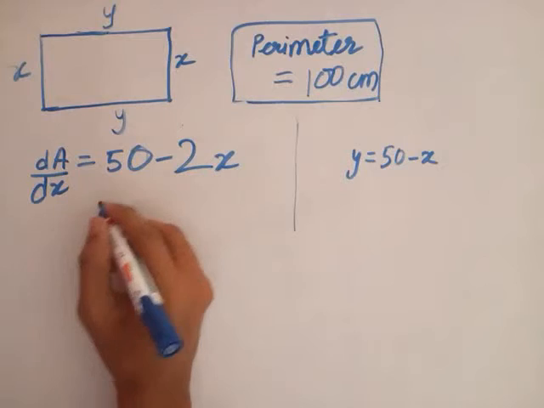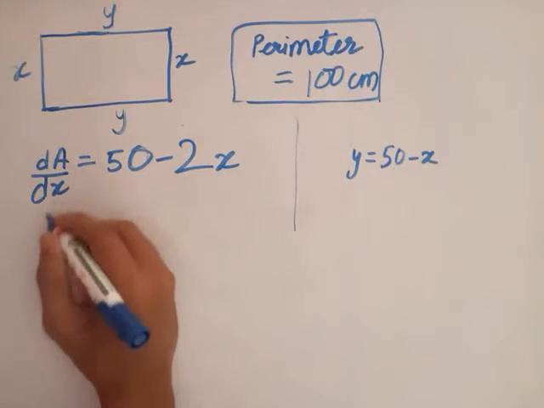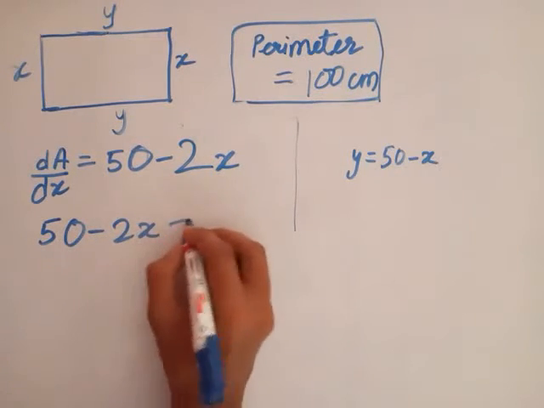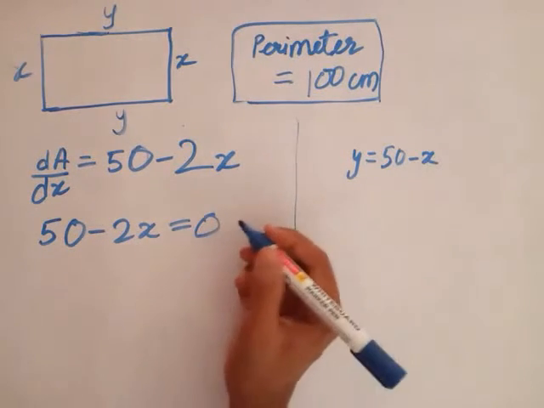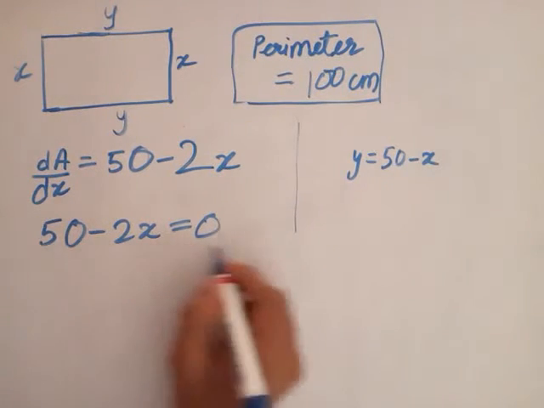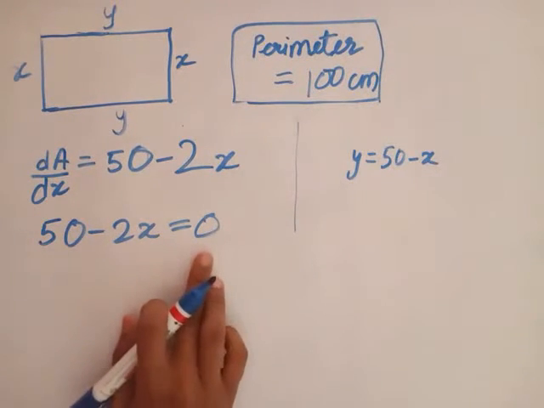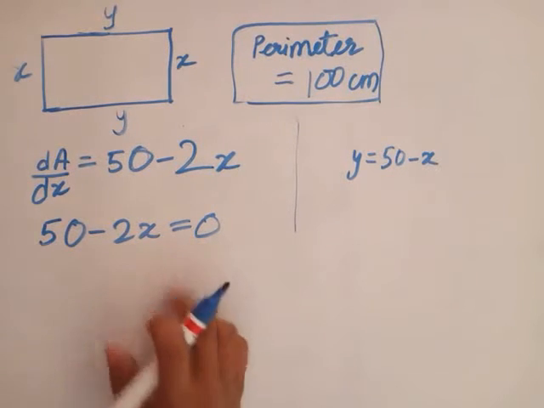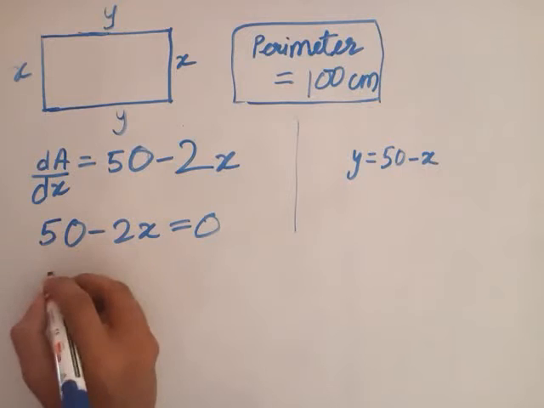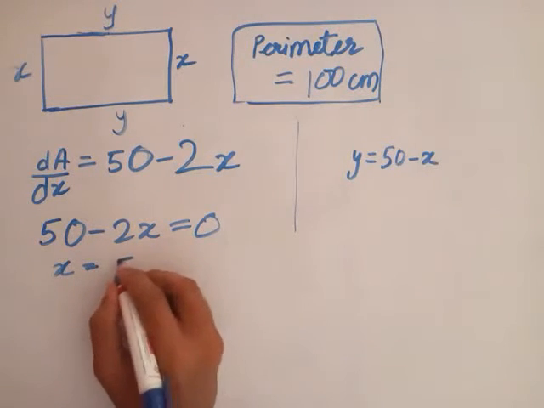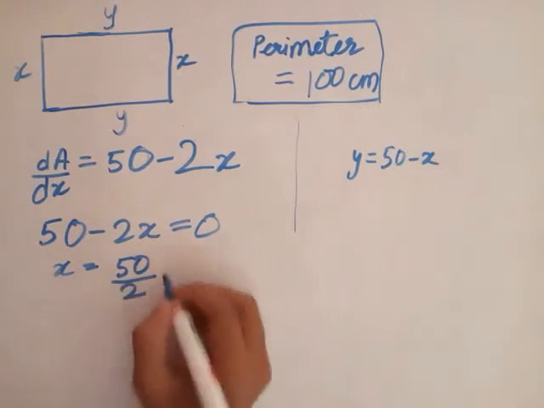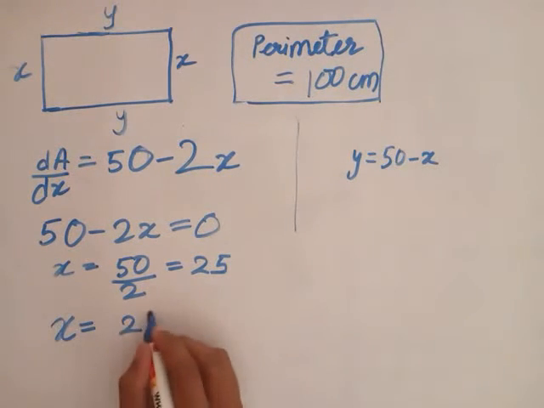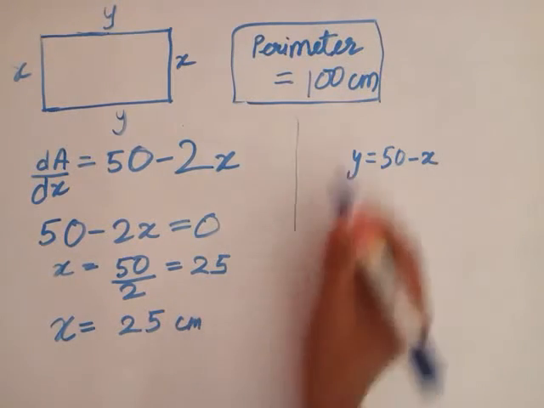Now we have to set this equal to 0. That gives us 50 minus 2x is equal to 0. And remember that the concept behind this is what we saw last time. Basically the function can attain a maximum or a minimum only when the derivative is 0. So that gives us x is equal to 50 by 2, that is equal to 25. So we found that x is equal to 25, and the unit is centimeters.